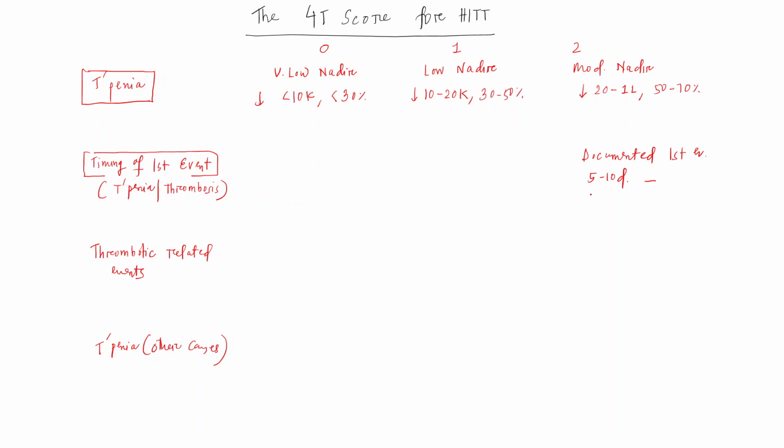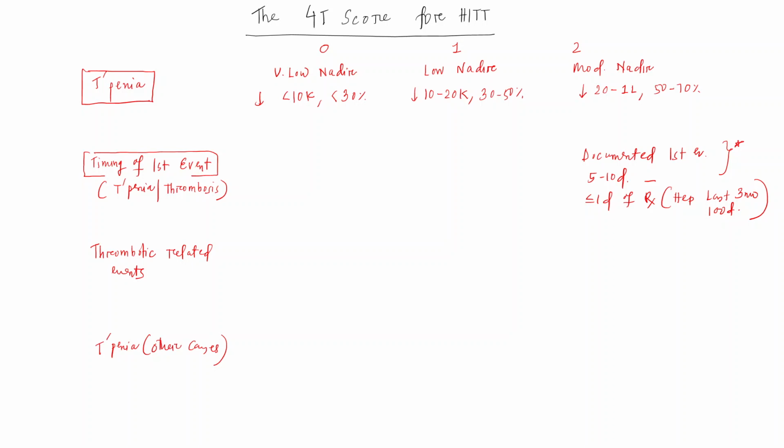Or within 1 day of therapy, if the patient has already received heparin in the last 3 months, or you can say 100 days. If so, there is a risk that the patient will develop HIT even with the first dose, even on day 1 of therapy. This is more likely in favor of HIT, so that's why it is given a score of 2. So: a documented first event 5 to 10 days after starting therapy, or within 1 day of therapy if the patient was exposed to heparin in the last 3 months.